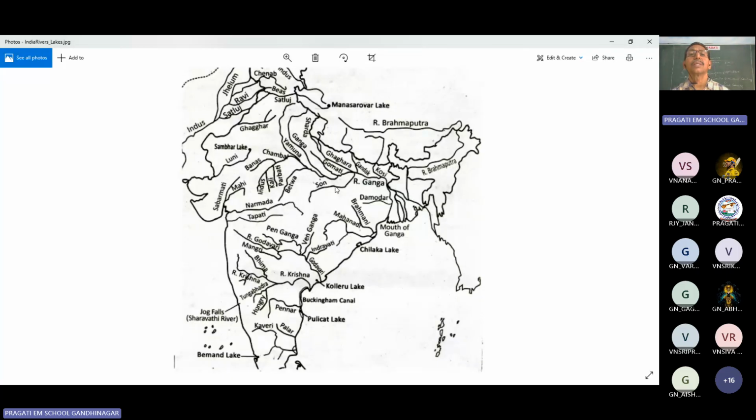Here see the Satluj River. Here only the Bhakra Nangal Dam was built across the Satluj River. Actually, Beas, Satluj, Chenab, Ravi, Jhelum, these are the tributaries of the Indus River. These are mostly joining the Indus River, and the Indus River flows westward. It joins the Arabian Sea near the Karachi region.